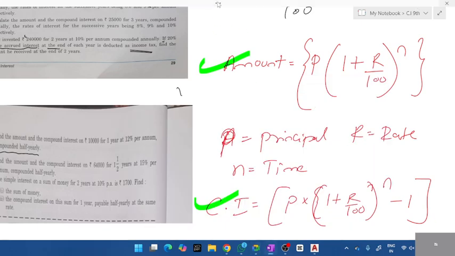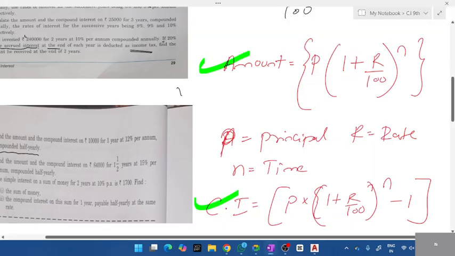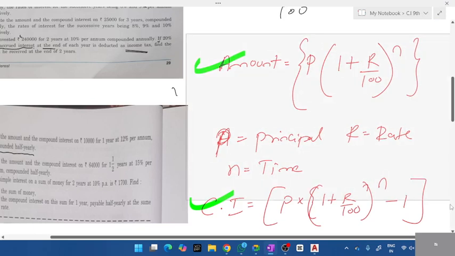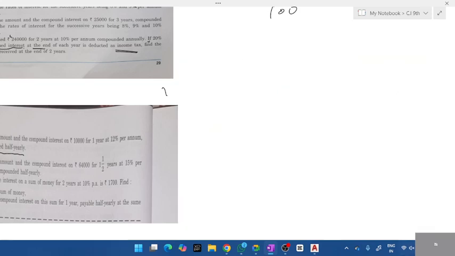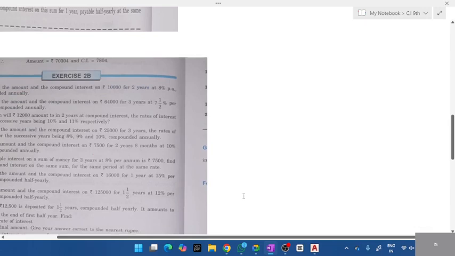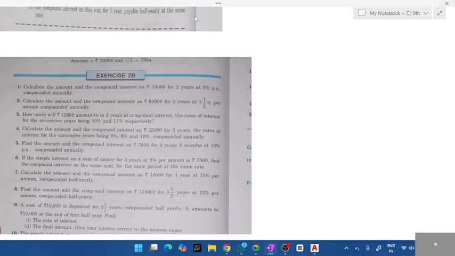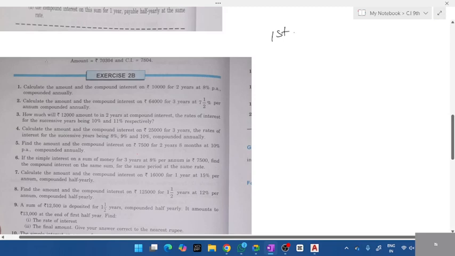All of you made a note of the formulas, amount and compound interest. Look at it now. I'll tell you the direct method to find the amount. Look at the first question given. Question 21B. Usually, how we used to solve this question for 2 years, we used to take the first year, right? Solve. Then we used to take the second year, right? But if you use the formula, look how simple it is.